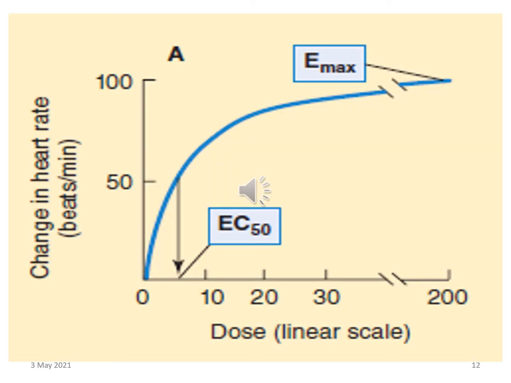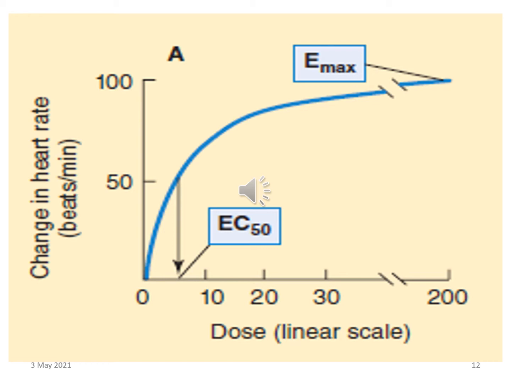See here this figure. We draw the dose versus the change in heart rate. You can see here at the peak is the Emax, while the EC50 or ED50 here is maybe 5 milligrams or whatever, while the Emax you can see is too high.